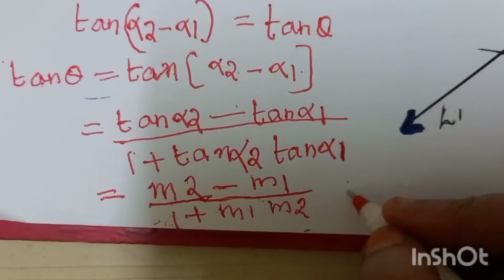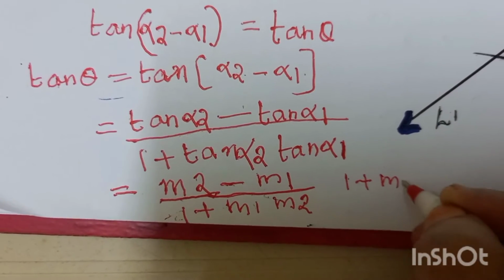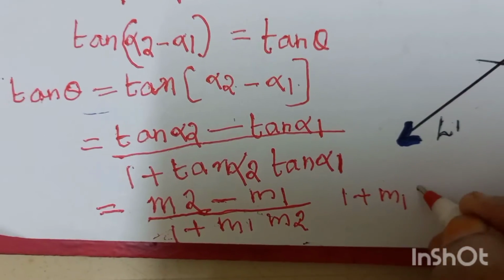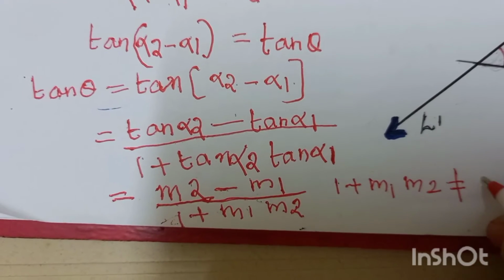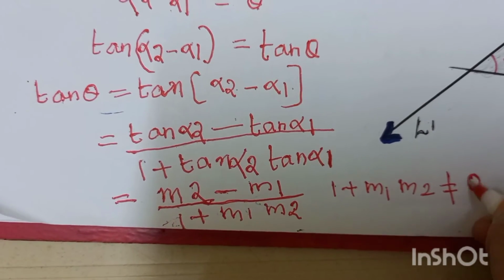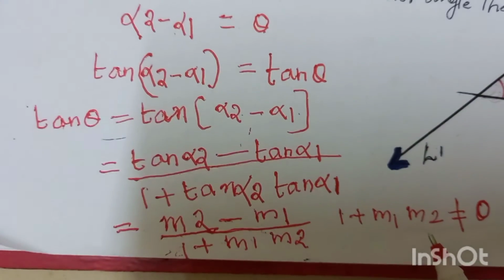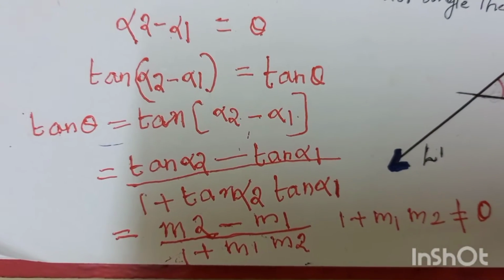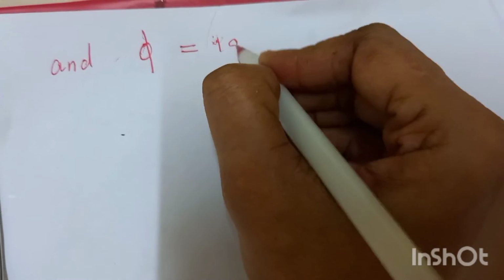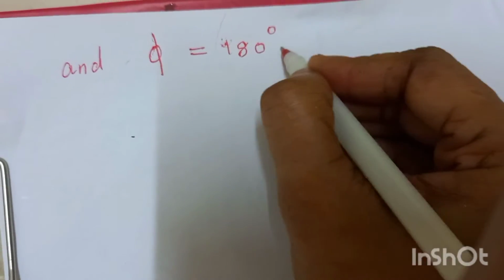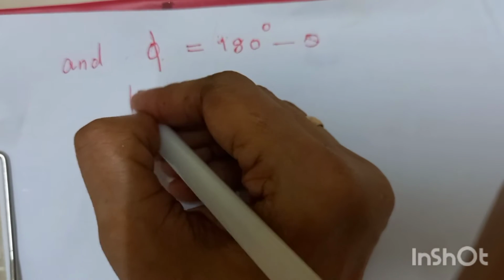Okay, one condition is that 1 plus m1 m2 is not equal to 0. So how will you get these steps? Did you understand? Any doubt till here? Okay. Phi is equal to how much? 180 degrees minus theta we can write. Then on both sides we are taking tan of phi.